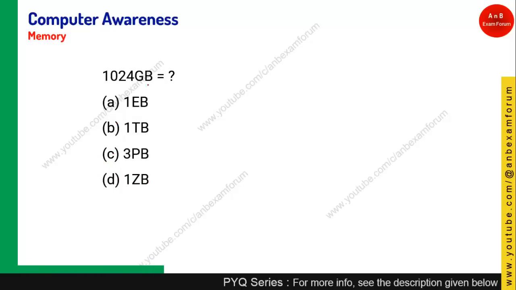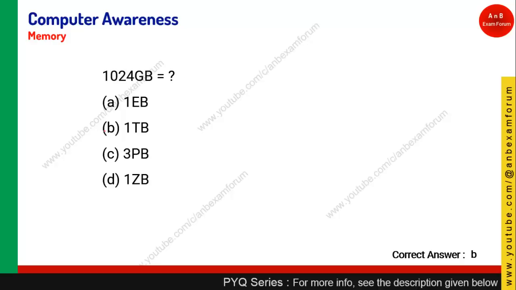So 1024 GB, as we have seen, is 1 TB. Okay, a very simple one. Nowadays we have 1 TB hard disk. In fact, it is 1024 GB. So option B. As you can see, we have seen a lot of questions on the measurements. So go with the measurement related tabulation concept.